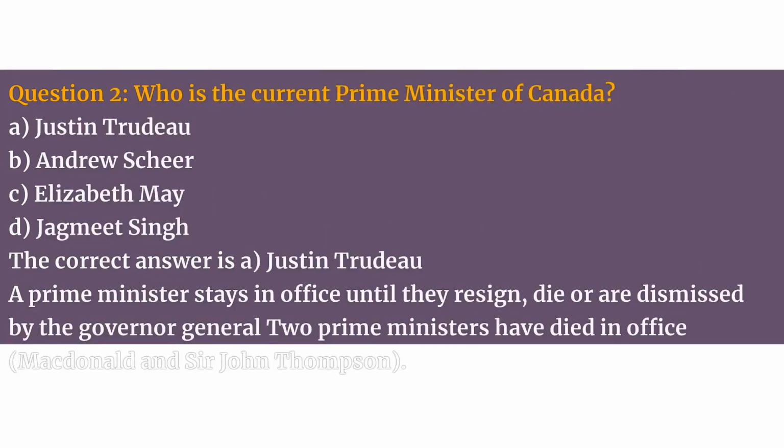Question 2. Who is the current Prime Minister of Canada? A. Justin Trudeau, B. Andrew Scheer, C. Elizabeth May, D. Jagmeet Singh. The correct answer is A. Justin Trudeau. A Prime Minister stays in office until they resign, die, or are dismissed by the Governor-General. Two Prime Ministers have died in office, Macdonald and Sir John Thompson.